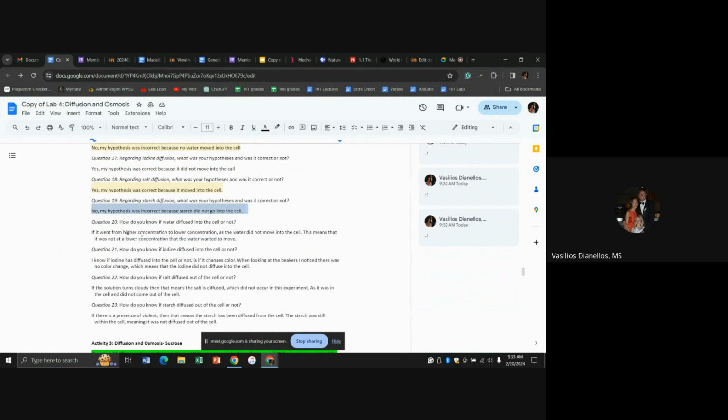But anyway, how do you know if water diffused into the cell or not? It went from higher concentration to lower concentration as the water did not move into the cell. So here we go. This is why this is incorrect. Because you're saying the water did not move into the cell.